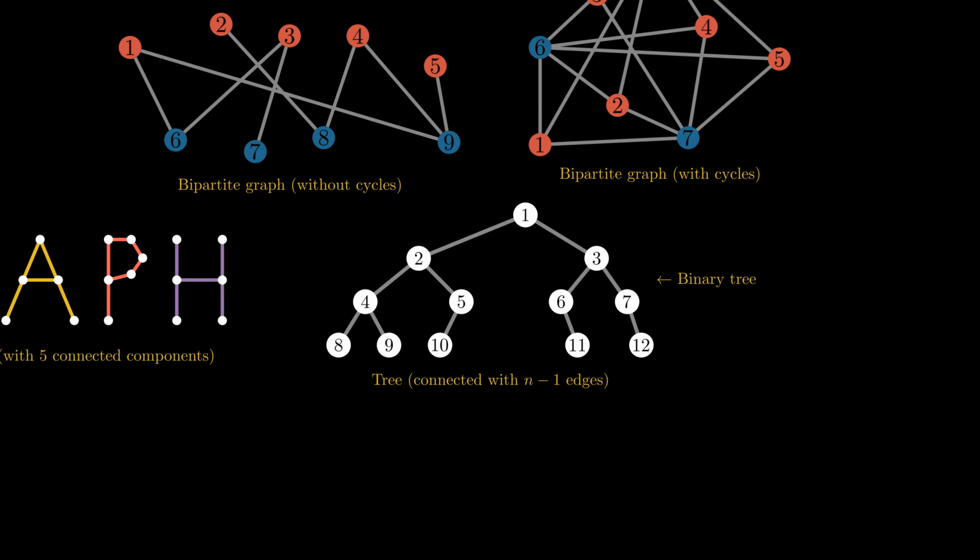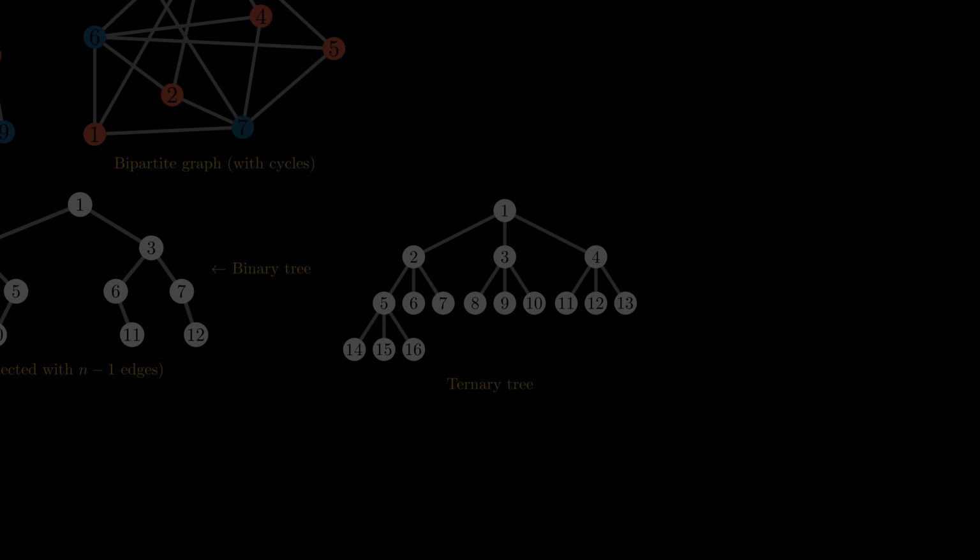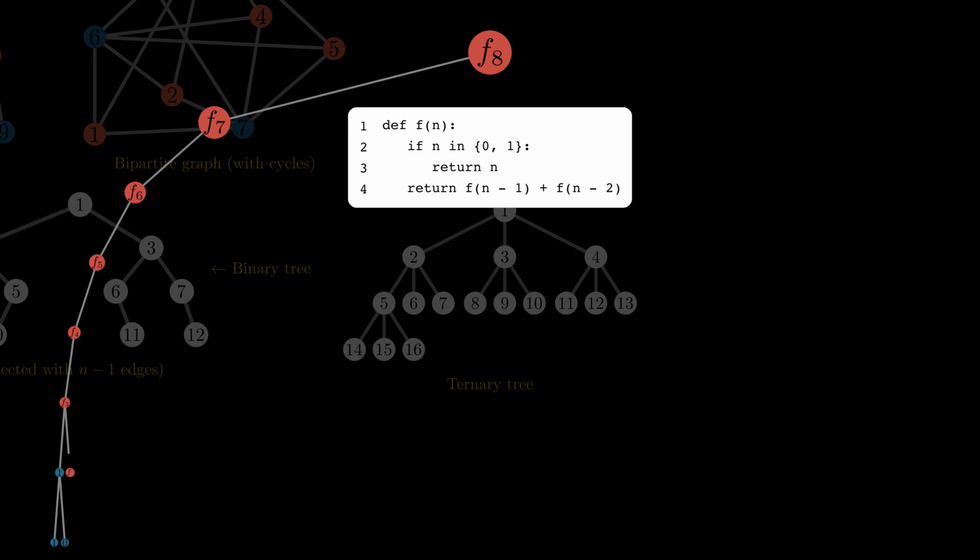Another important type of a tree that is similar to the binary tree is the ternary tree, in which each node can have at most 3 children. But let us focus here on binary trees. Binary trees are used in various applications, for instance to visualize the execution of many recursive algorithms. Here for example the execution of a recursive function that calculates the 8th Fibonacci number.